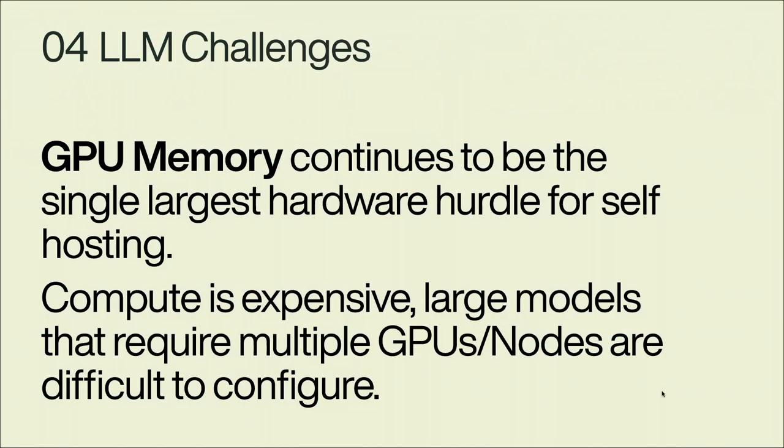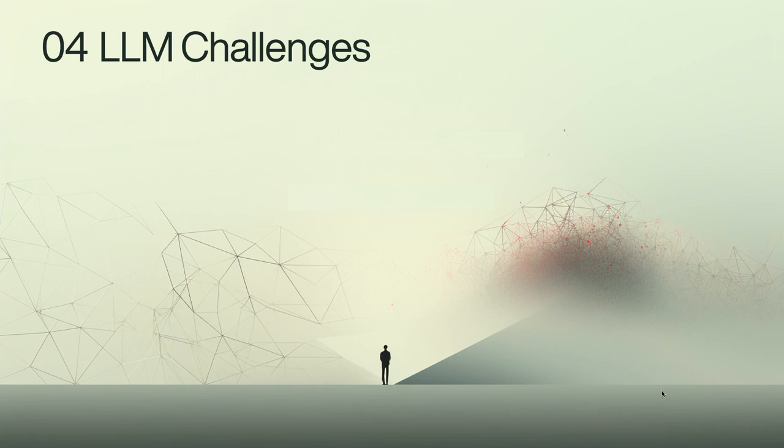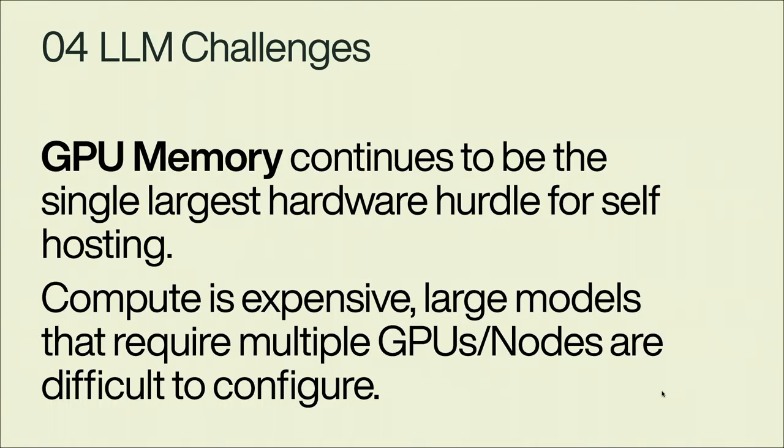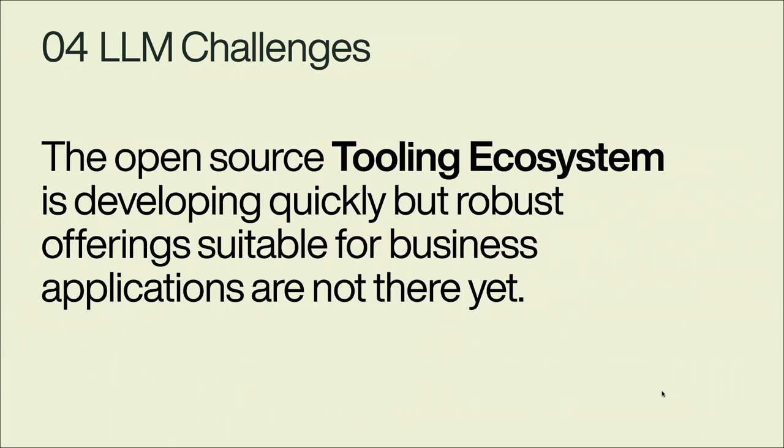I'll transition real quick to this phase. I'll talk real quick about some of the challenges working with LLMs, and then I'll go back to questions. GPU memory continues to be the single largest hardware hurdle for any model that you want to spin up. The compute is expensive, and large models that require multiple GPUs and nodes are a bit of a pain to configure. If you have all your GPUs connected to one machine, it's not so bad. But if you want to spread your model across multiple machines, there are some good tools out there, and they're evolving quickly to make that process a lot easier, but it's still a bit of a pain.